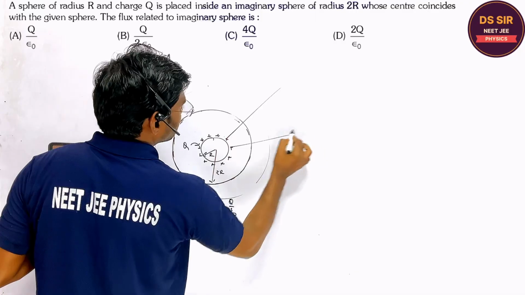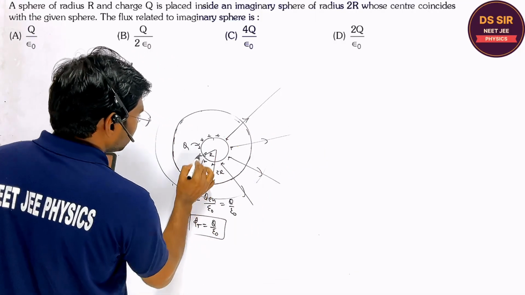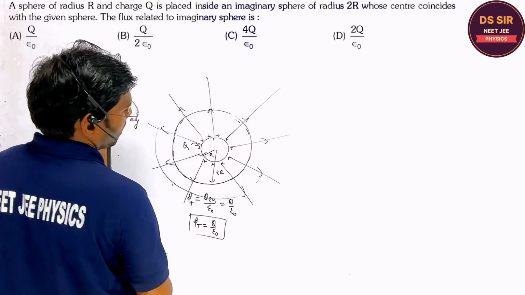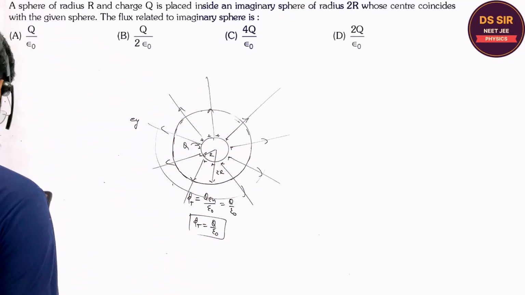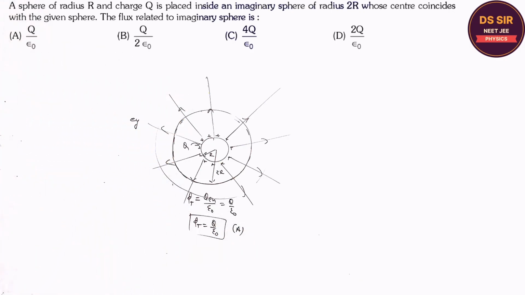Why? Because this is the flux. The same flux is linked with the sphere of every radius more than R, right? Copy this. So which option is the correct option? A option is the correct option.